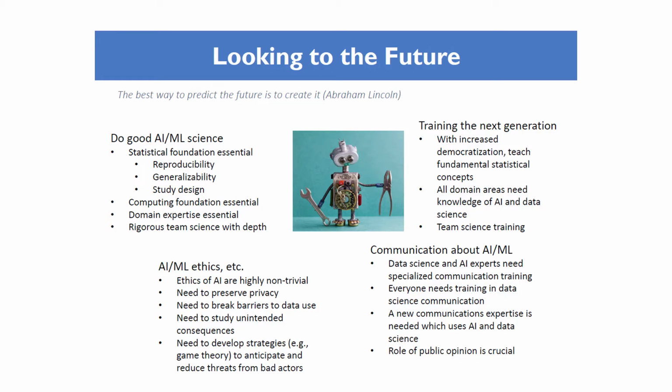Also, I think all domain areas need some knowledge of AI and data science. And I think we need to do a little more team science type training. I know that's happening at many universities, but I think it's increasingly important. Another thing that I think is surprisingly neglected is the communication about AI and machine learning.